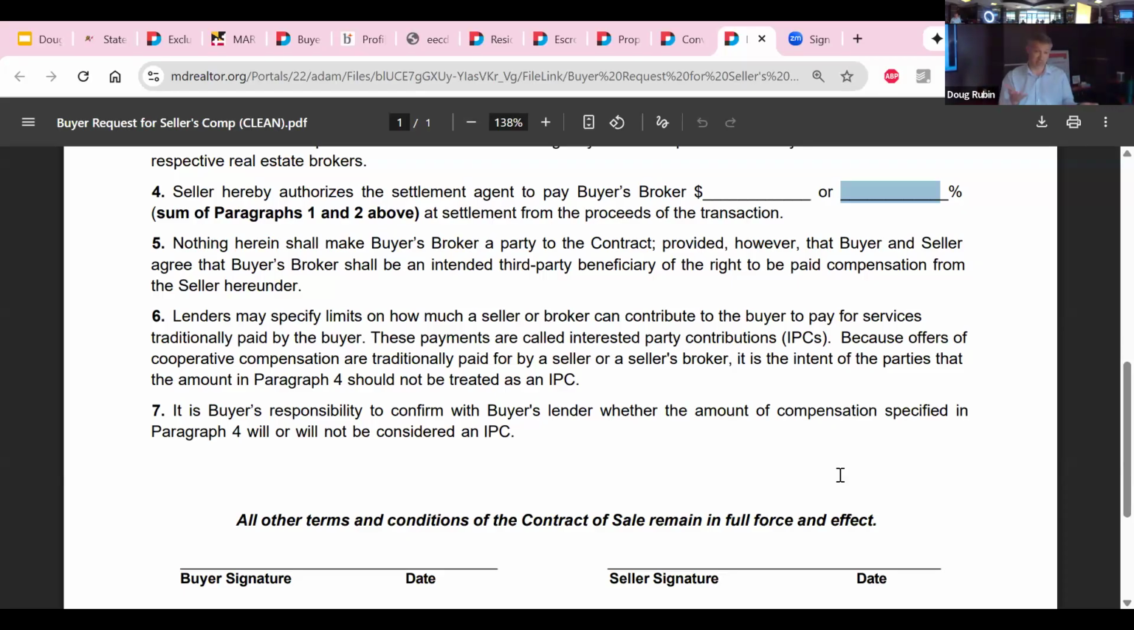Calculate your books accordingly. We need to make sure that when you send them their closing costs, it's all broken down so you get paid.